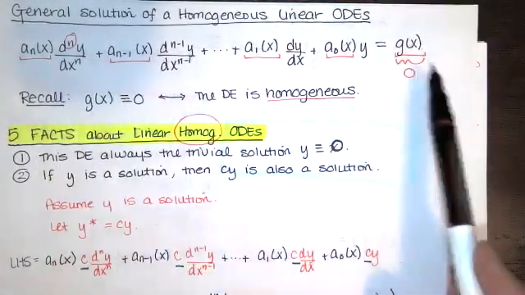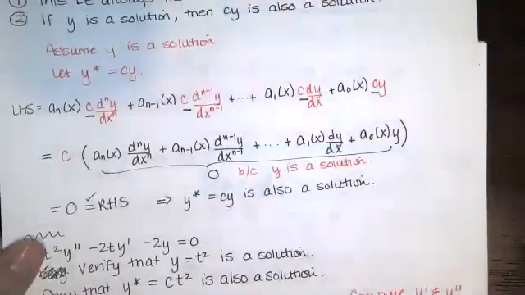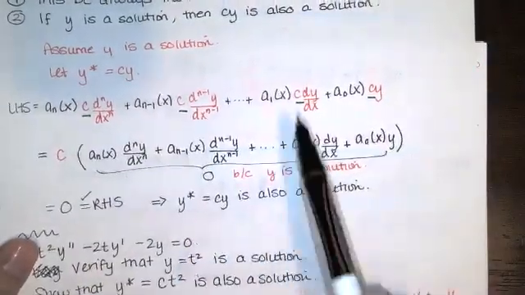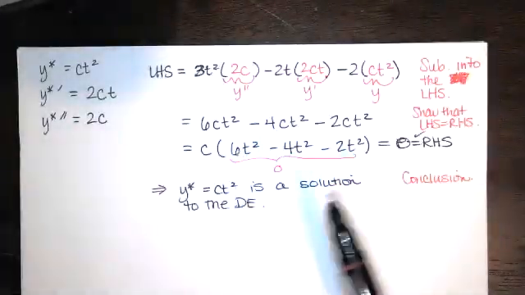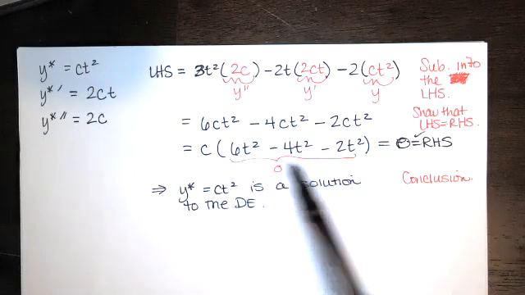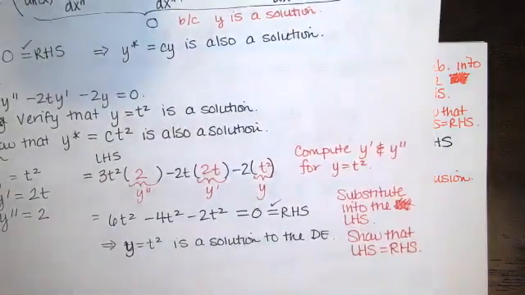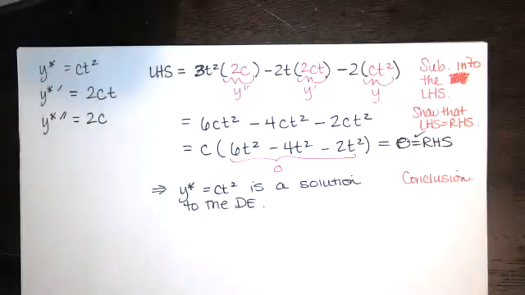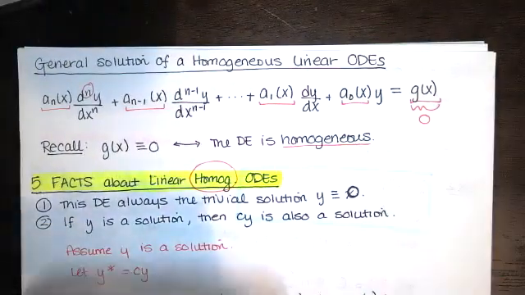When I plug in y over here, I get 0 because it's a solution to the homogeneous equation. So that's how it works in general. This is a concrete example, but I wanted you to see that when you actually do it with a function, you factor out that c, you get exactly the same thing over here that you got over here when you were verifying this solution. Okay, so we've got 2 facts so far.